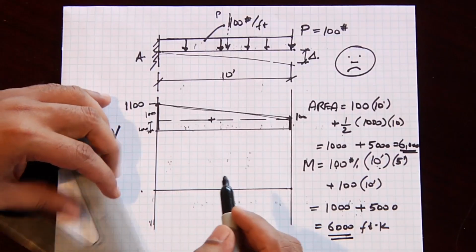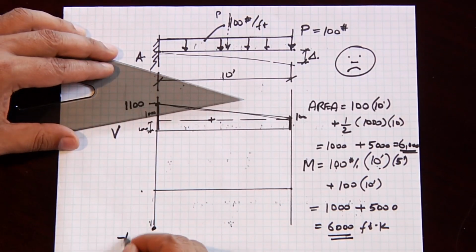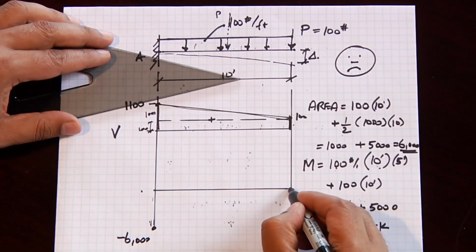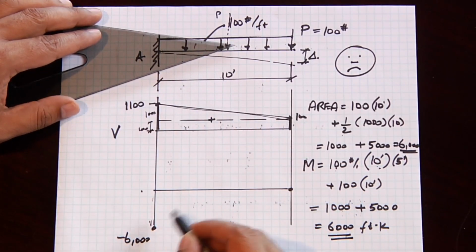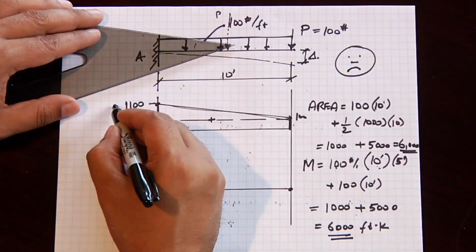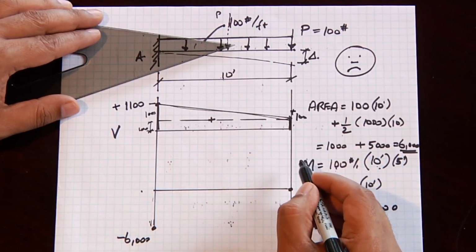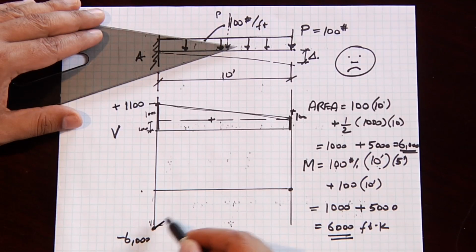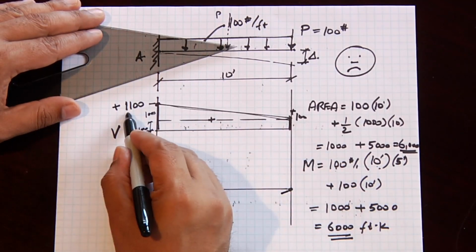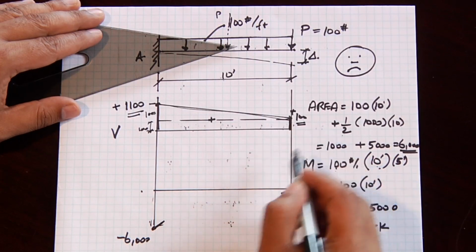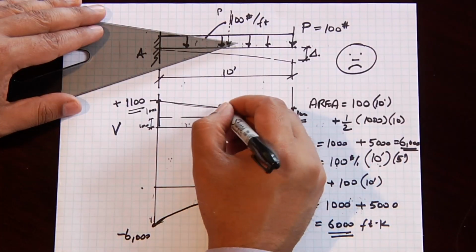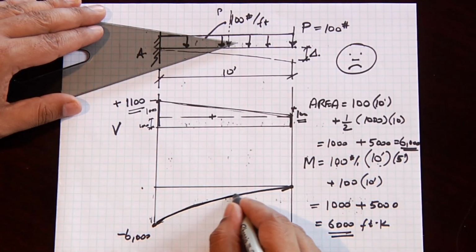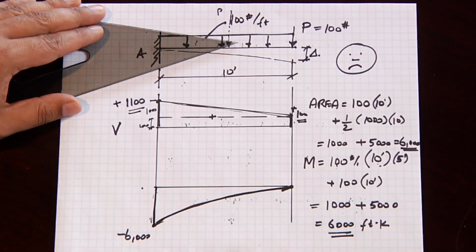So the moment diagram is going to start off at minus 6,000, and then it's going to end up at 0 because that's the area of this triangle. And the slope of the moment diagram is going to start off as positive, and it's going to end up as positive because the value of the shear diagram is plus 1,100, and this is plus 100, so the moment diagram is going to look like this. And this is a linear curve, and this is a second-degree curve. And that's our moment diagram.